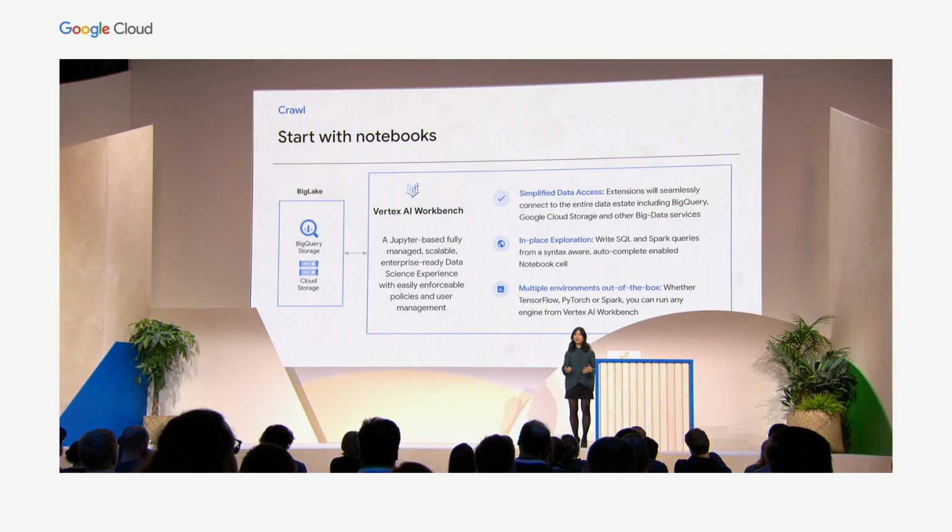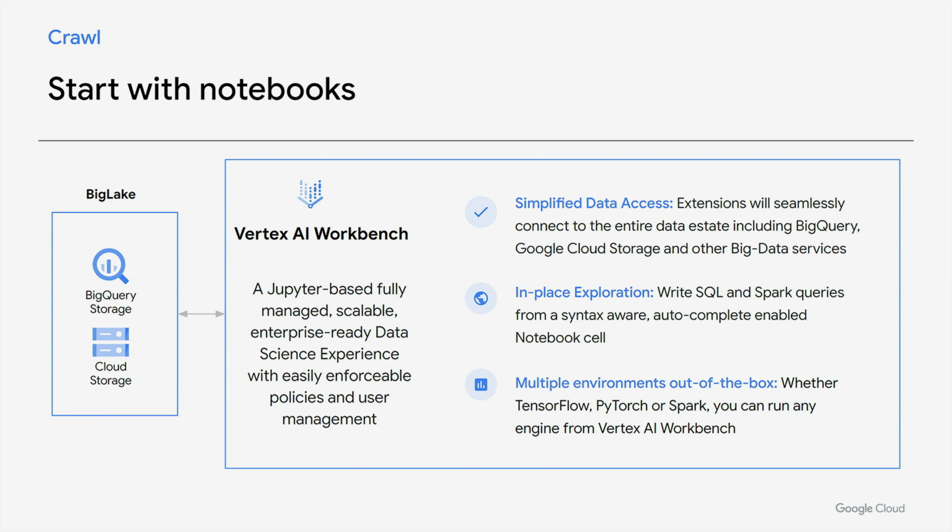So how do you get to this full ML production system? We have designed a journey from crawl, walk, and run. This is very high level, but we hope it'll resonate with you. So first, we propose to start with Vertex AI Workbench. Vertex AI Workbench is a Jupyter-based, fully managed, scalable, enterprise-ready data science experience with easily enforceable policies and user management.